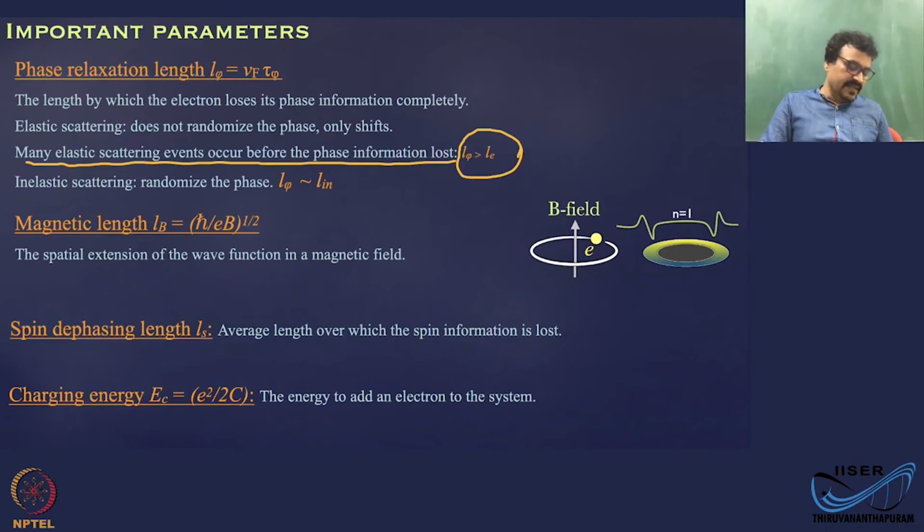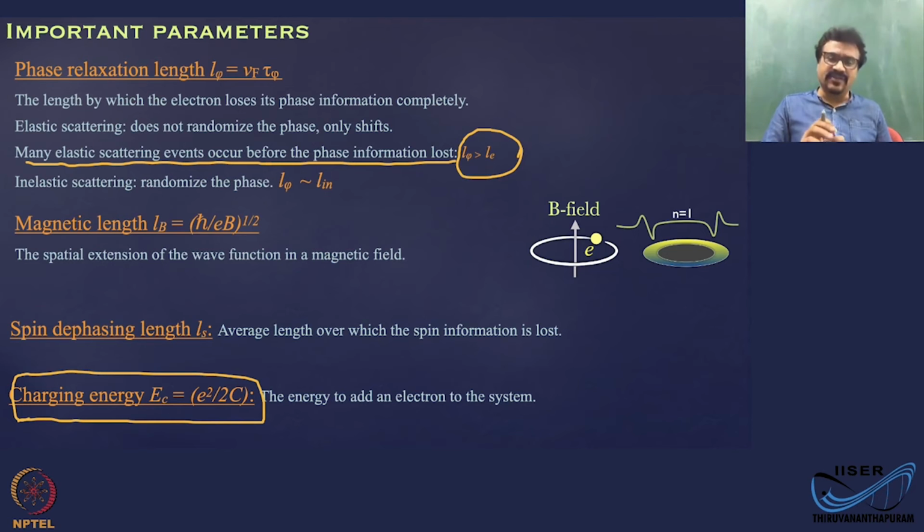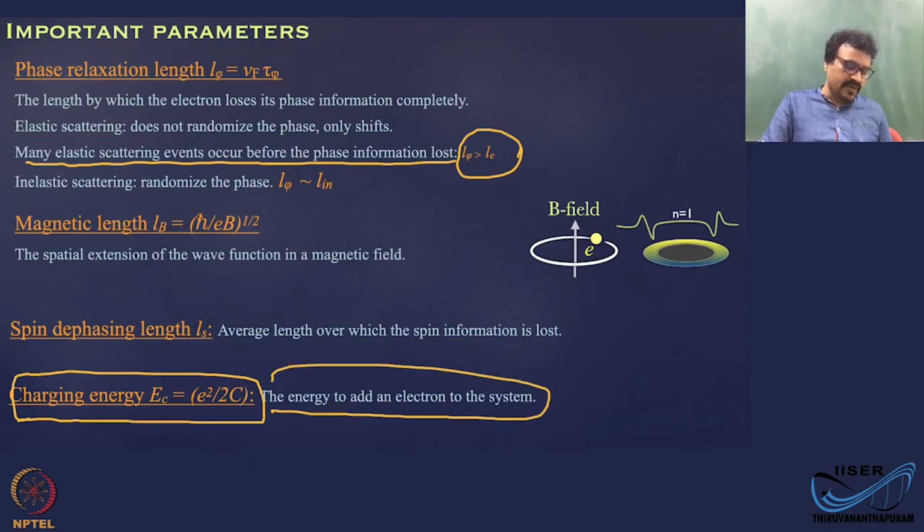Then there is another very interesting concept that is called charging energy. That is not really a quantum mechanical phenomenon, but it is always observed in three-dimensional quantum confined systems. That is the energy that one needs to exert to add an electron or remove an electron from a system. Classically, it is defined as e squared by 2C, where e is the charge of the electron, and C is the capacitance of the system.